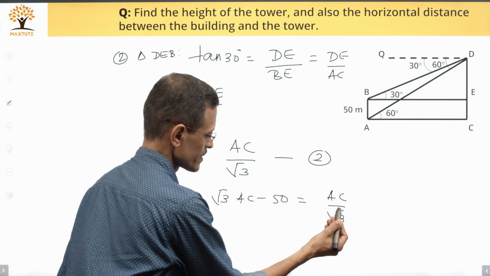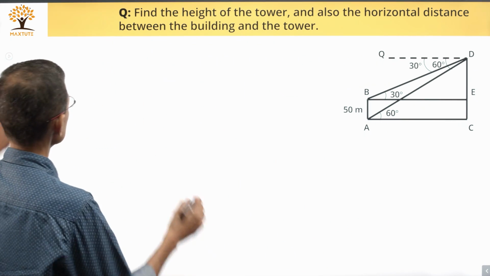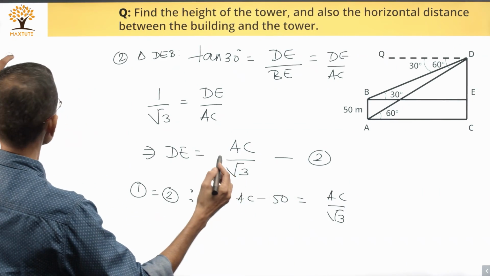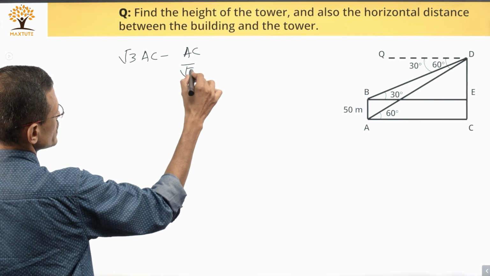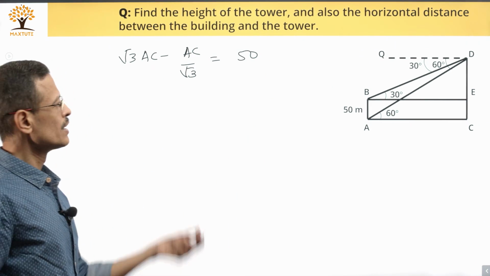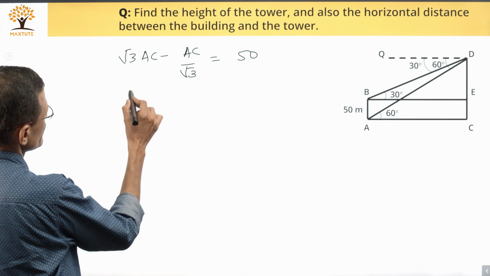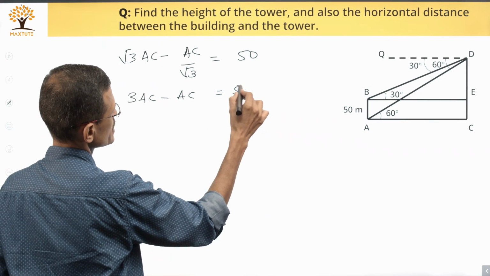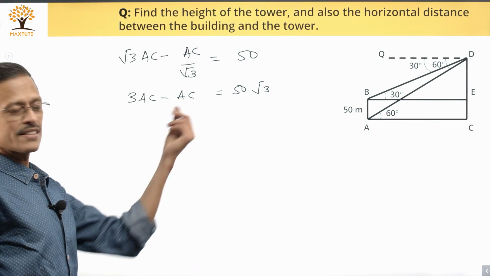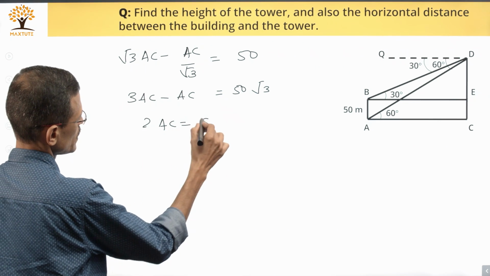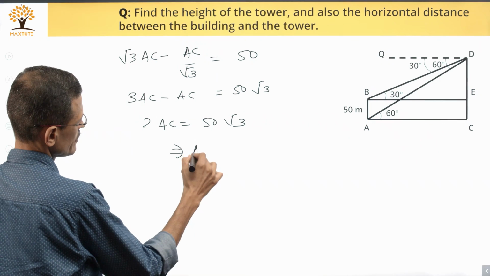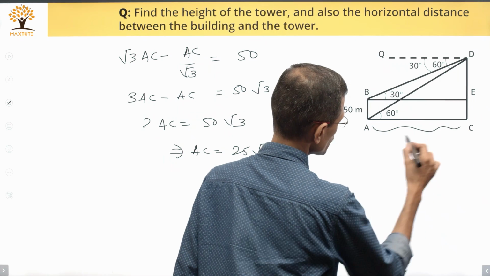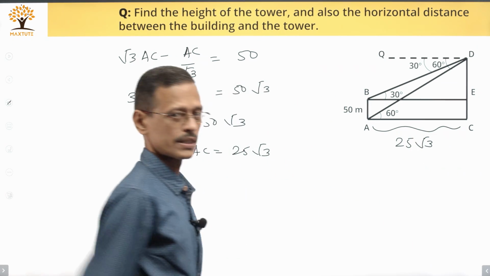Let's take the minus 50 to the right hand side and AC upon root 3 to the left hand side. So what we'll have is root 3 AC minus AC upon root 3 will be equal to 50. Root 3 as a common denominator, root 3 times root 3 will make it 3AC minus AC divided by root 3. I am cross multiplying right away, which is equal to 50 root 3. 3AC minus AC is 2AC. 2AC is equal to 50 root 3, which means AC will be equal to 25 root 3. So we needed to find out the distance between the two buildings, that is equal to 25 root 3.